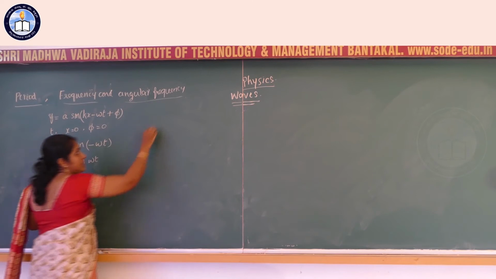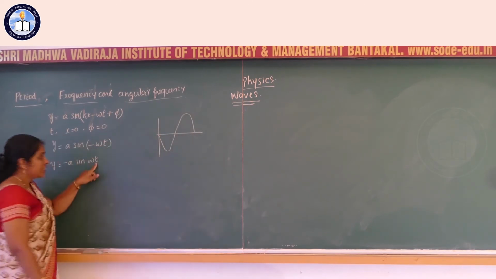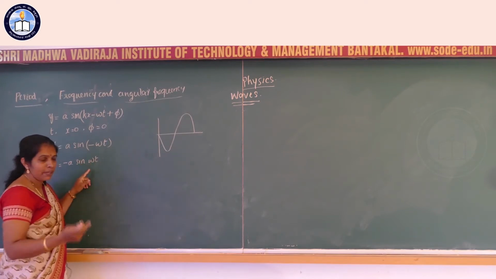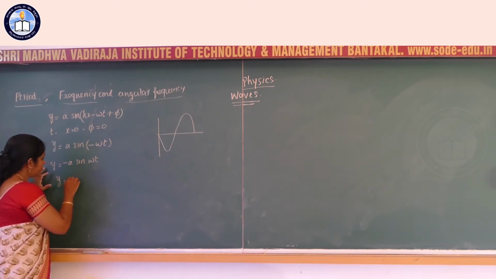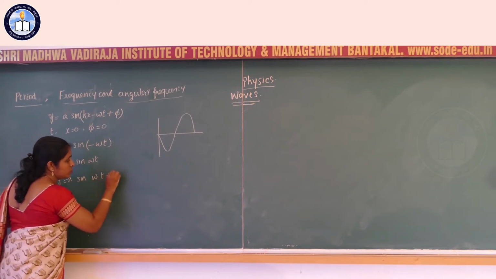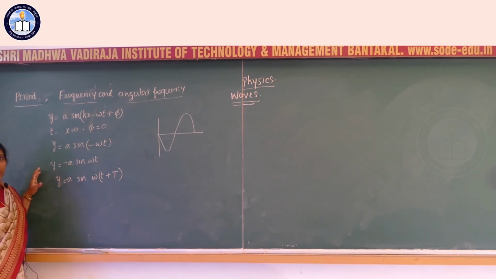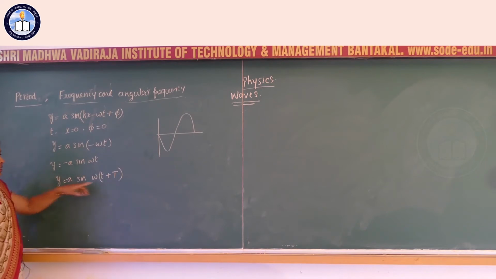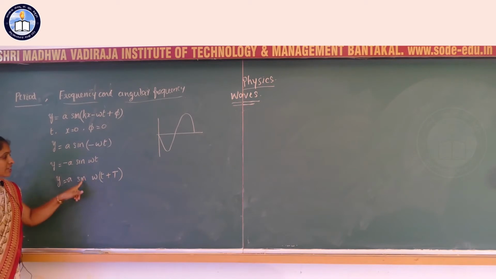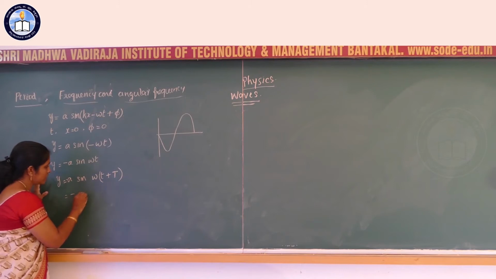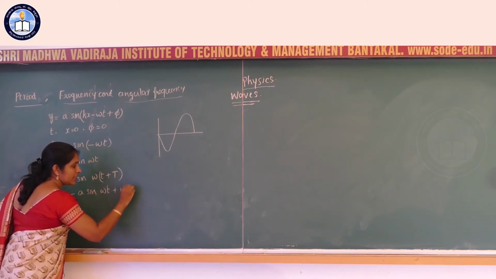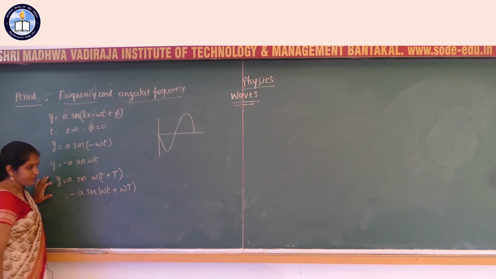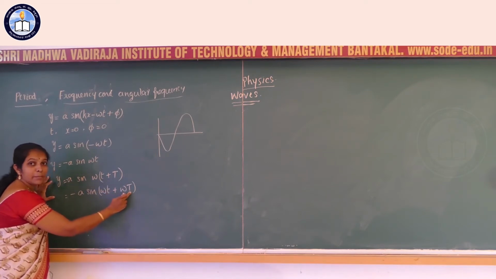The same displacement appears after a time t plus capital T, because the sine function repeats after 2 pi radians. Since the sine function repeats after 2 pi radians, the same displacement appears when t becomes t plus T, where capital T represents the period of an oscillation or period of a wave. Period is the time taken by the wave to complete one oscillation or one complete wave. Sine function repeats after every 2 pi radians, so we have minus a sin(omega t plus omega T). Here there is a difference: small t is any time instant, capital T represents period.